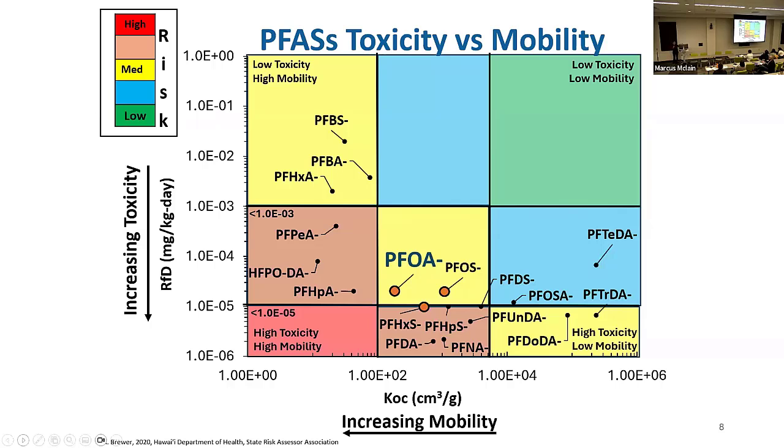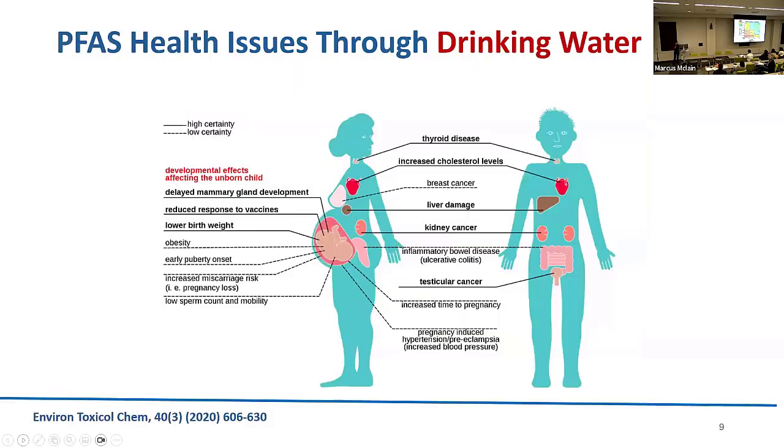And the yellow side, you can see for PFOA and PFOS, shows the medium toxicity and mobility. But the green side shows the low risks. And here you can see the health issue through drinking contaminated water. As you can see, there are two different kinds of line, the solid line and the dashed line. The solid line is for high certainty.